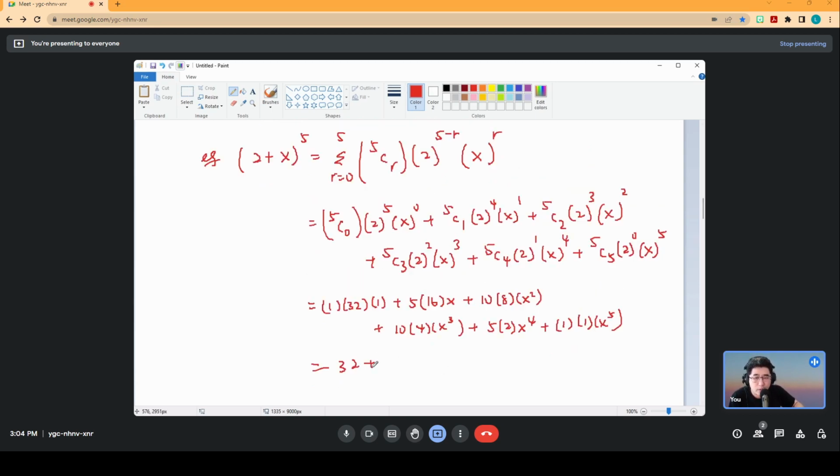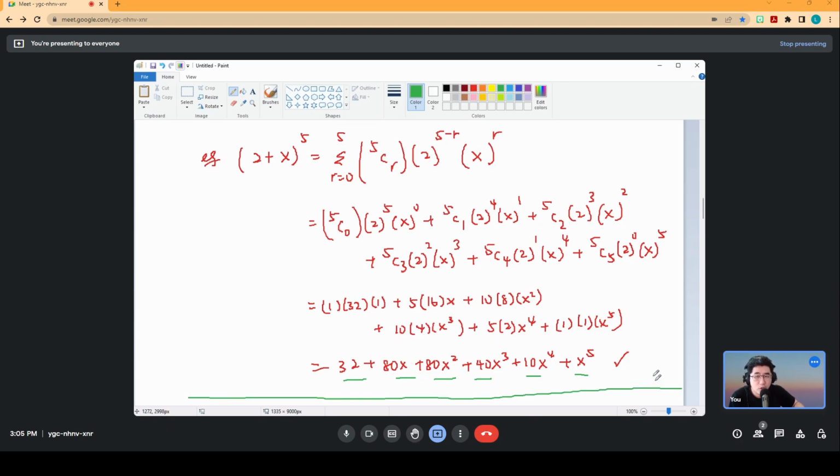32 plus, so 16 times 5, you have 80x. Then this is 80x squared. Then this is 40x cubed plus 10x4 plus x5 as your answer. During the exam, the marks will be given to individual terms, whether you got them correctly or not. So this is how you actually use your binomial expansion formula.